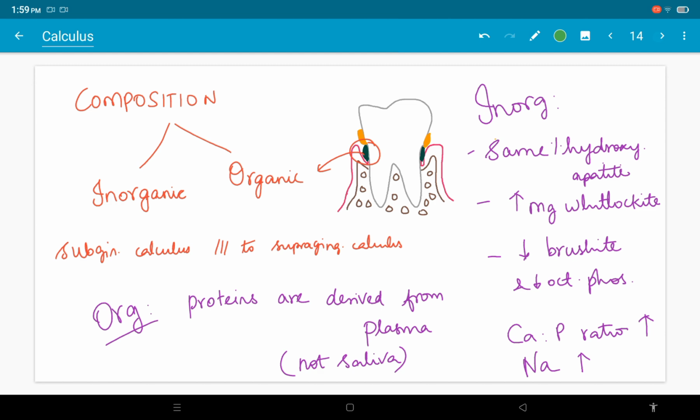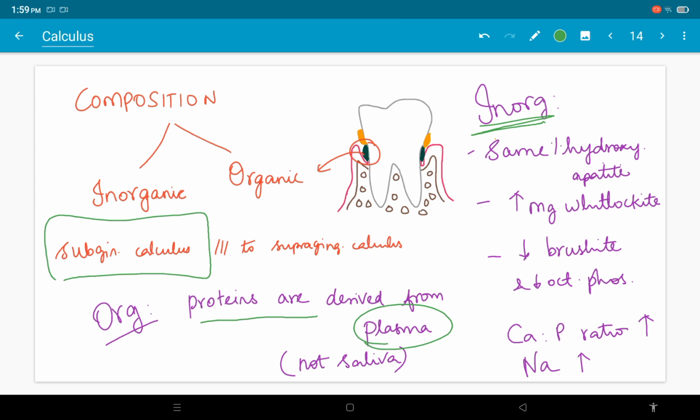Whereas when you go to subgingival calculus, it is similar to supragingival calculus, with only a few differences. The proteins are derived from plasma here, not saliva. The inorganic composition is the same, with the same percentage of hydroxyapatite, whereas magnesium whitlockite is higher here. Brushite and octacalcium phosphate will be lower here. Calcium to phosphate ratio is higher and sodium is higher when we go deeper into the pocket. All this is because of the salts being obtained from plasma, not saliva.